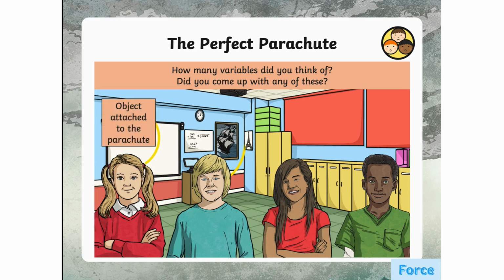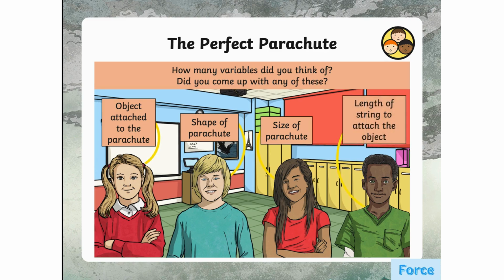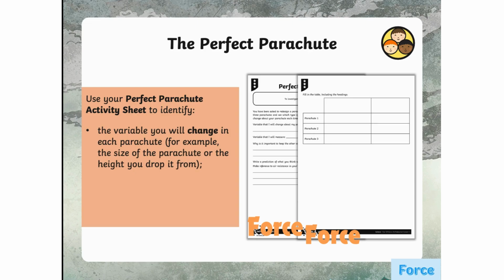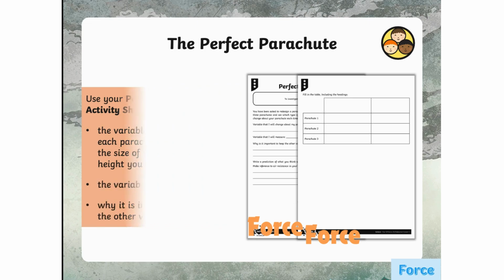Object attached to the parachute. Shape of the parachute. Size of parachute. Length of string to attach the object. Isn't it? Height of drop. Yes, so many things. Now, for your perfect parachute, we are going to have some activity sheets. I'm going to attach them along. Accordingly, you can definitely perform one. All right. And then you will check out which one was the best.